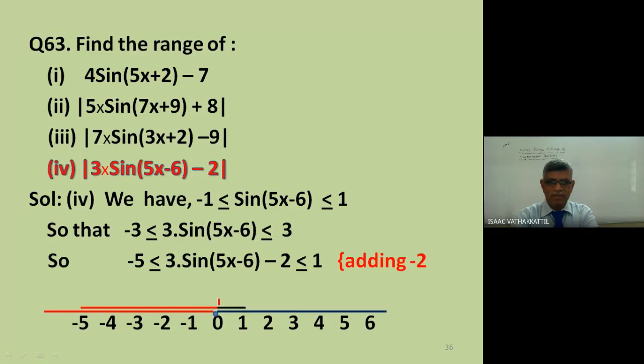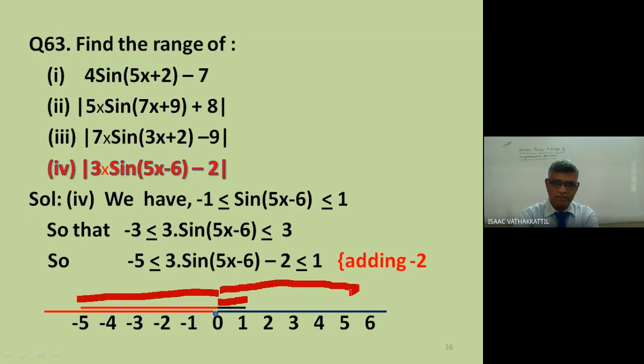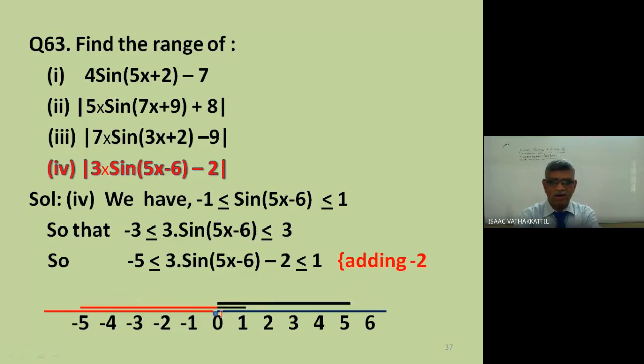See, when the number is between 0 and 1, modulus makes no difference. And when the number is between minus 5 and 0, its modulus will be between 0 and 5. So overall, the modulus of all the quantities will lie between 0 and 5.